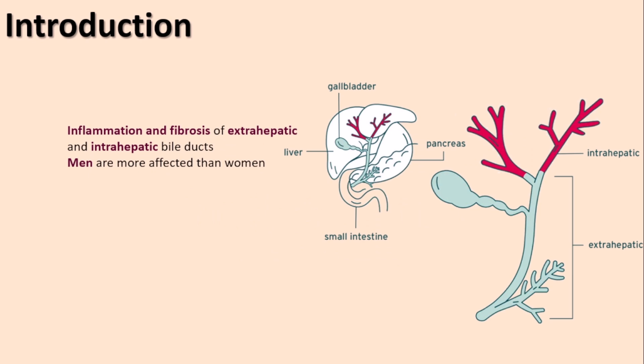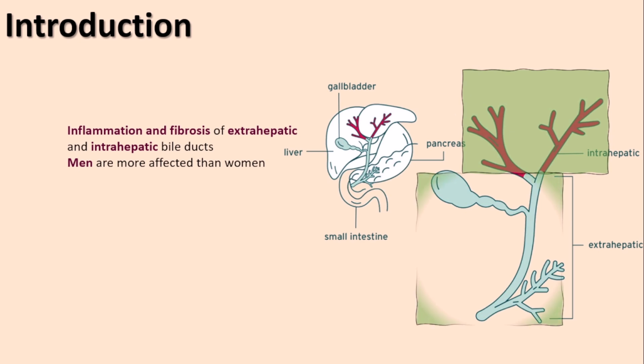So primary sclerosing cholangitis is defined as inflammation and fibrosis of extrahepatic and intrahepatic bile ducts. So in our biliary system, we have intrahepatic bile ducts, and these are bile ducts that are within the liver parenchyma. And we have extrahepatic bile ducts, and these are ducts that are outside of the liver parenchyma.